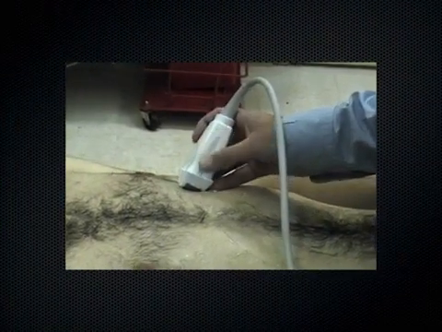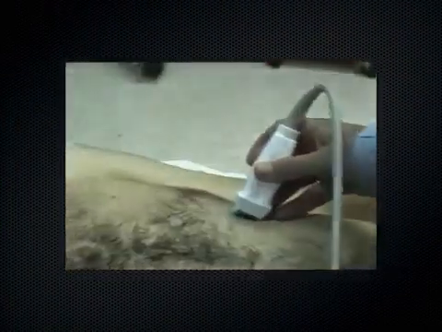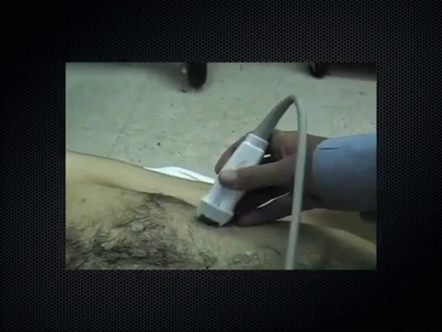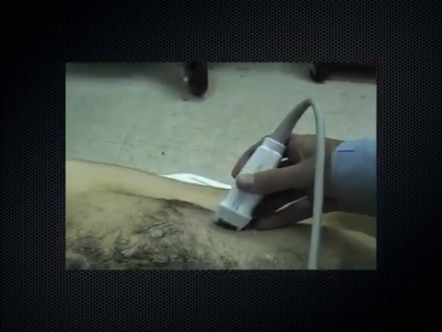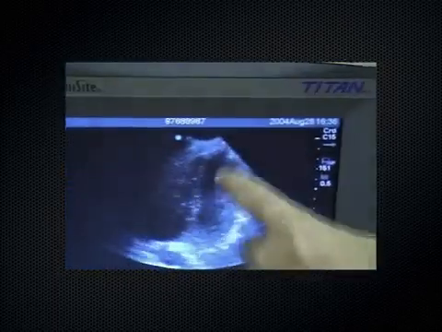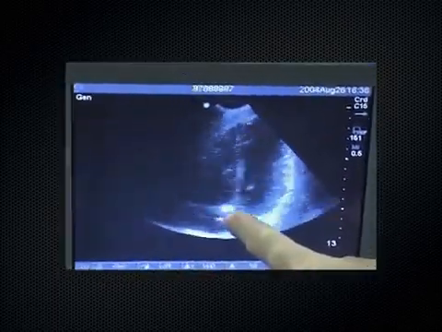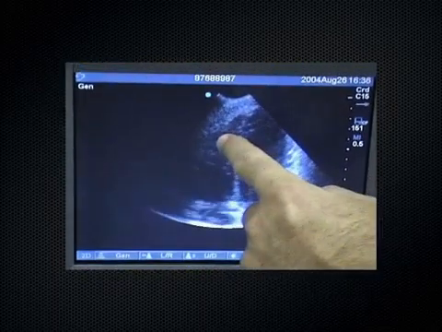For the fourth view, you want to have the indicator towards the patient's right again. You're sort of right underneath that left nipple, aiming towards the spine. That view will get you the heart on the screen standing straight up with the septum standing top to bottom. That's the septum there. This is the left ventricle, right.